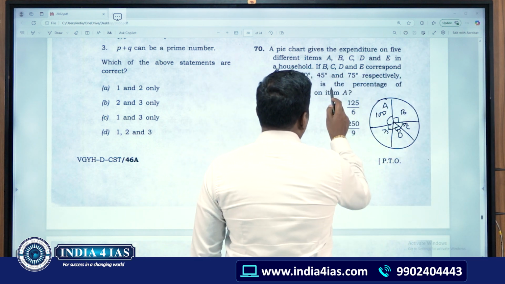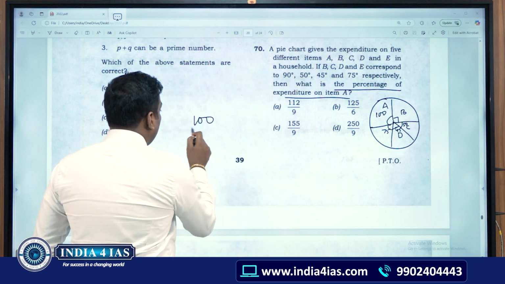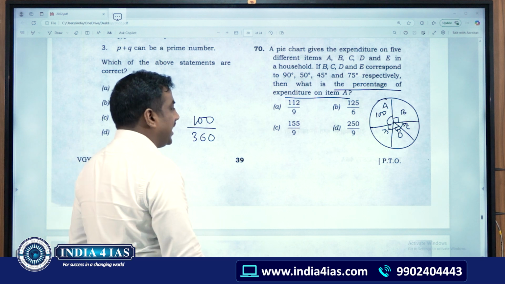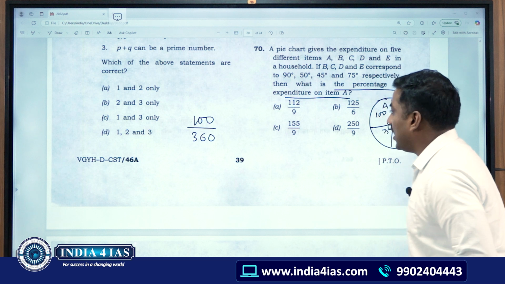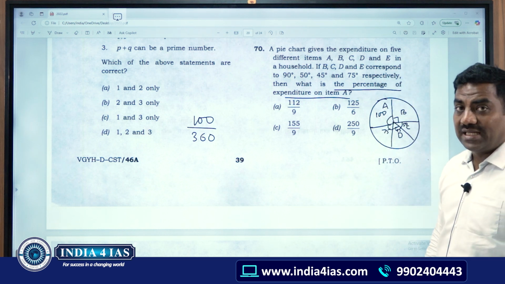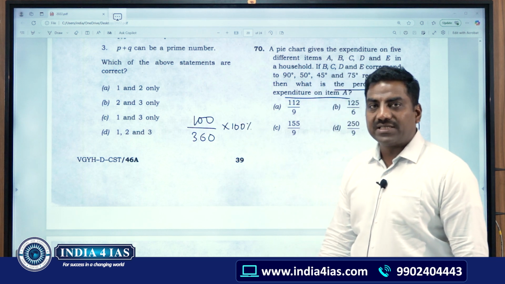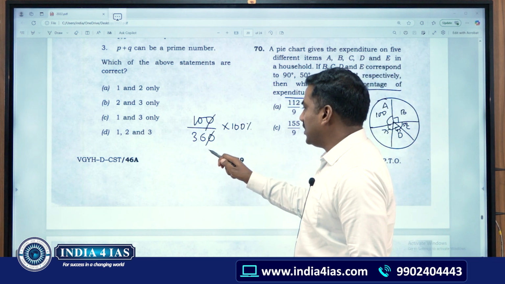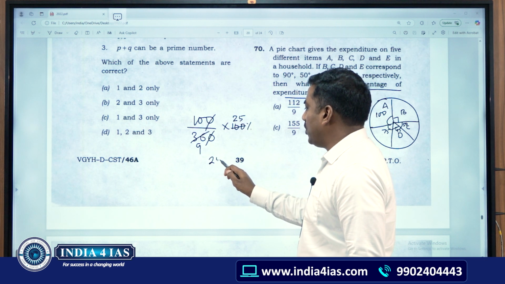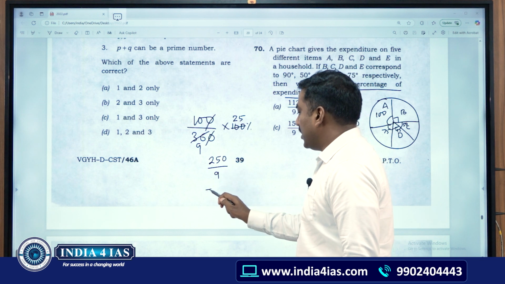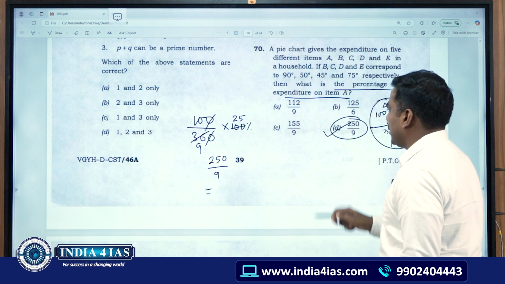They are asking what is the percentage of expenditure on item A. So out of 360 degrees, 100 degrees dedicated to A alone. They are asking now the percentage. This fraction is how much percentage? 0, 0 get cancelled. 4 9s are 36, then 4 25s are 100. So 25 into 10, 250 divided by 9. So that is the answer.